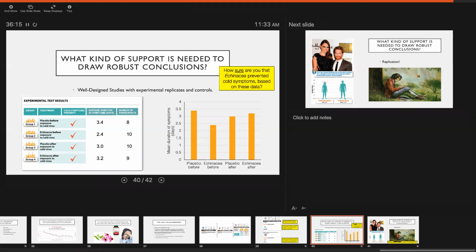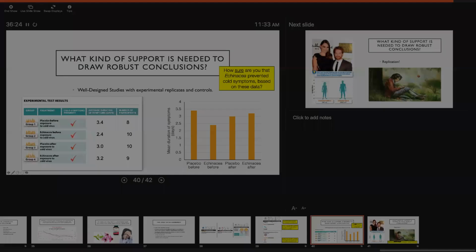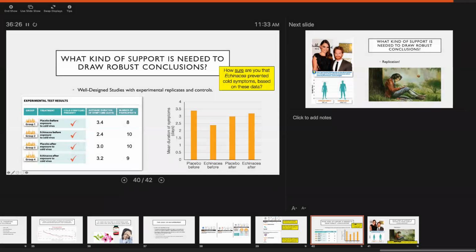And the answer is you shouldn't be very confident here, because the number of participants is really very small. Each group has about 10 participants, which means that in total we surveyed about 40 people for this experiment, which isn't really enough to draw a large conclusion.